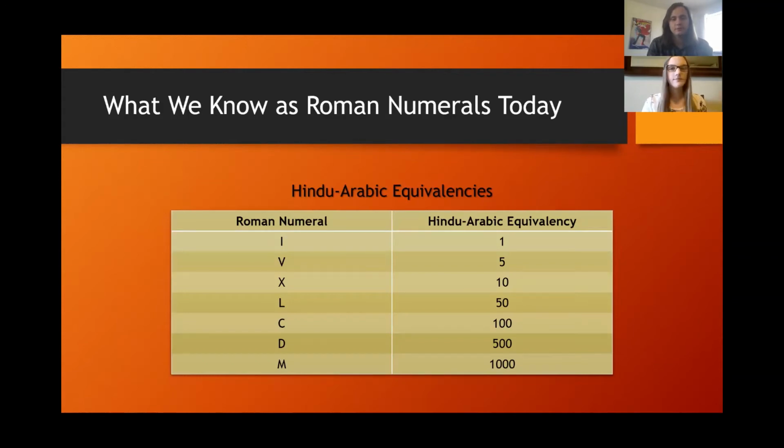So what do Roman numerals look like? We have the I, the V, the X, the L, the C, the D, and the M. Each of these values has a Hindu-Arabic equivalency. I corresponds with 1, V with 5, X with 10, L with 50, C with 100, D with 500, and M with 1000.